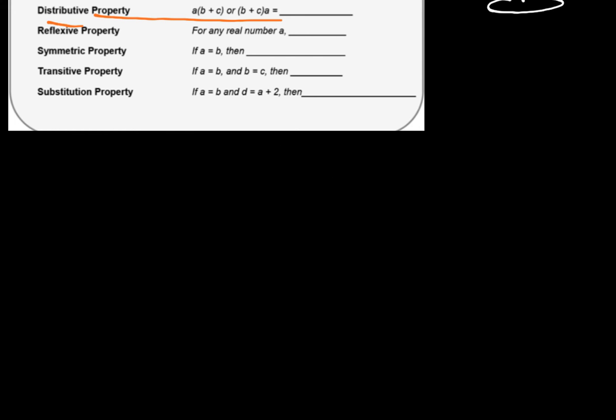The next property is the reflexive property. And I like to call this the duh property. And you'll see why in just a second. So the reflexive property says that for all values of A, so any real number A, that A equals A. Okay? Now, again, this is why I call it the duh property. Because it says A equals A. It's like saying 5 equals 5, or 2 equals 2, or -3 equals -3. Okay? When we say something equals itself, that is known as the reflexive property.